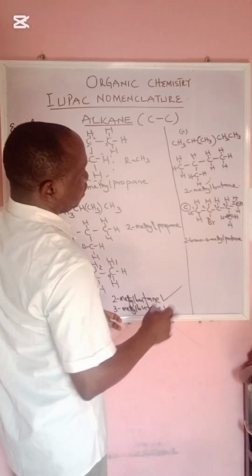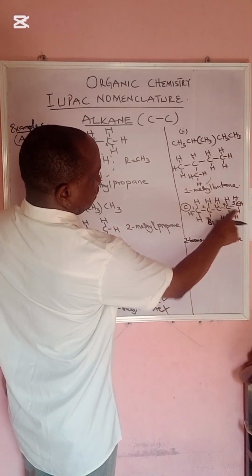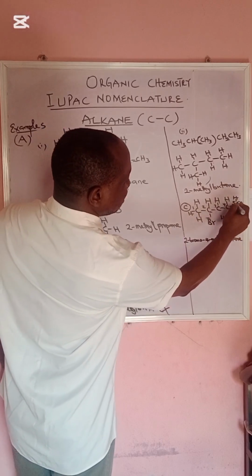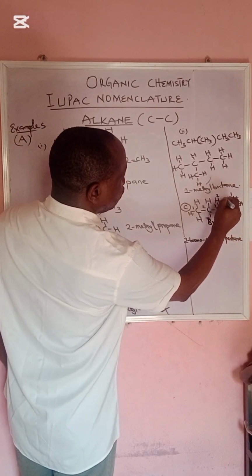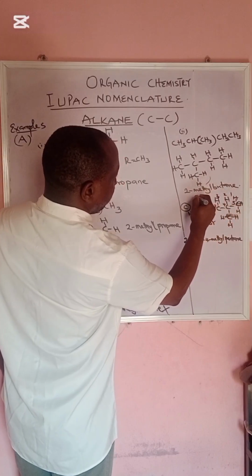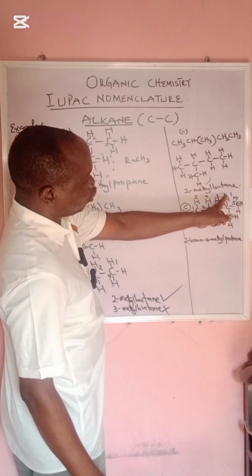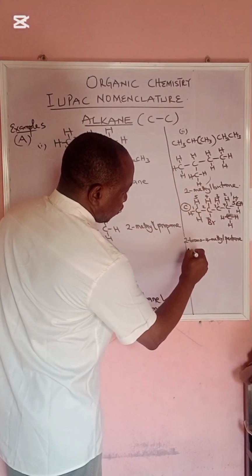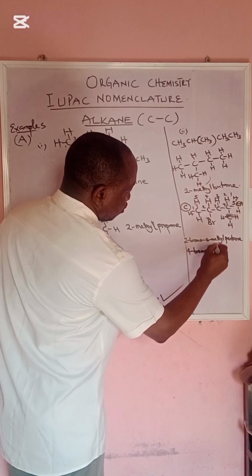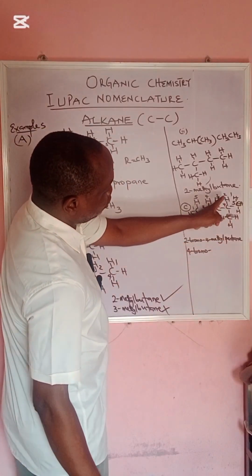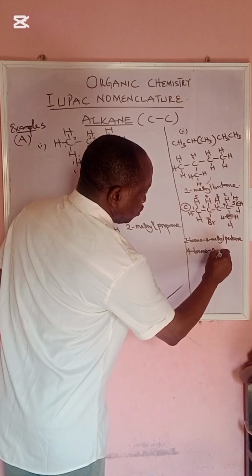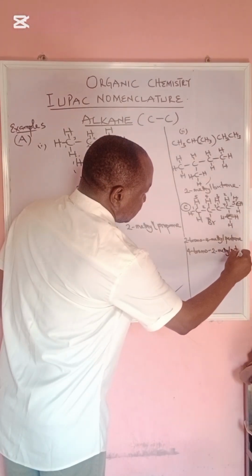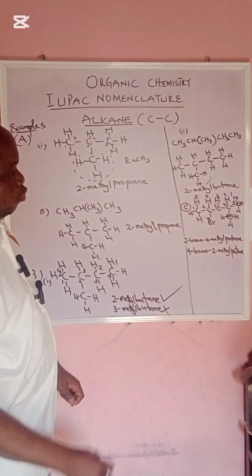From right to left, let's see. Let me count it from here: 1, 2, 3, 4, 5. Methyl attached to carbon 2, bromine attached to carbon 4. So 4 bromo, 2 methyl pentane. You can see 4 bromo 2 methyl pentane.